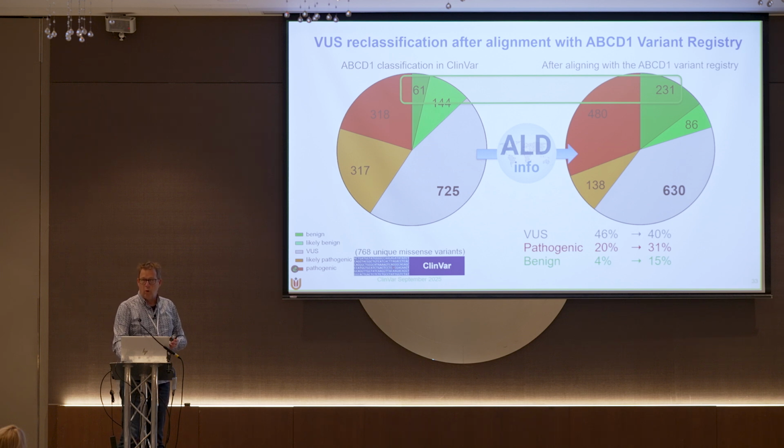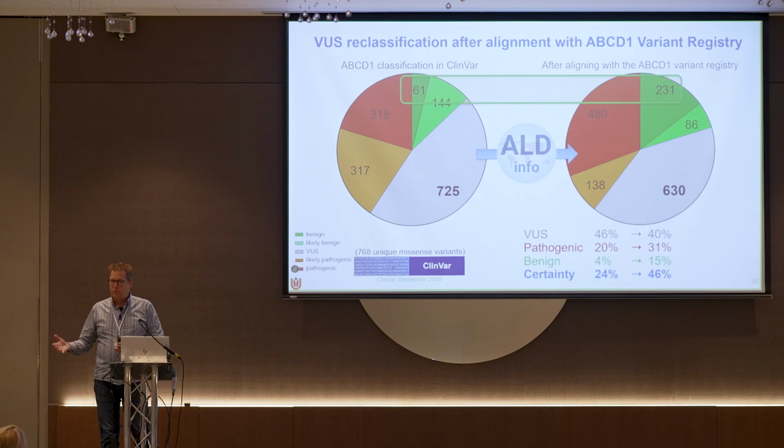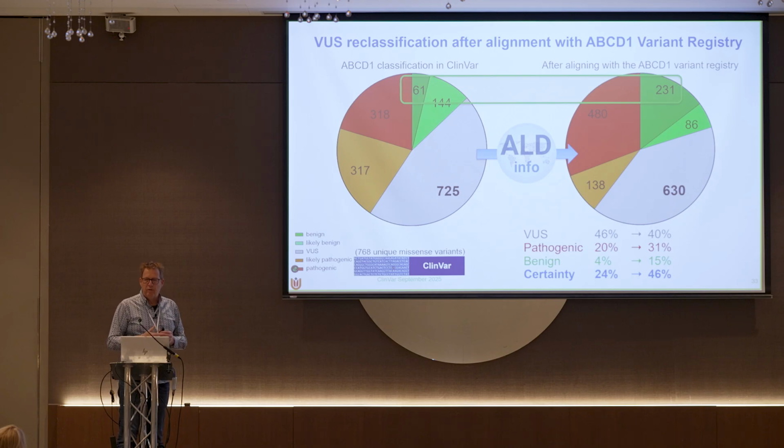You may say, so what? But if you break this down, it means that now instead of in 24% of the cases, there's certainty about the diagnosis. Now it's 46% of the cases in which individuals know that either their child does or does not have the condition. And so I think this exemplifies the power of working together and maintaining a registry like this.